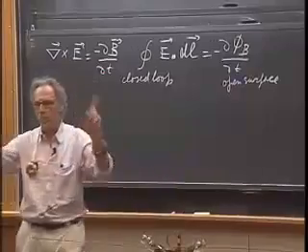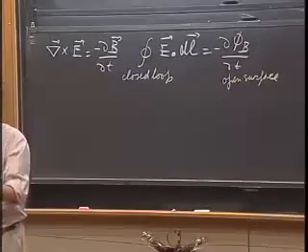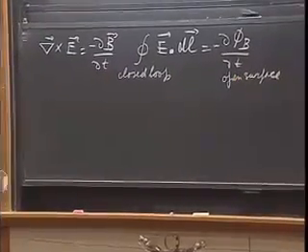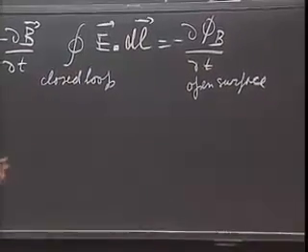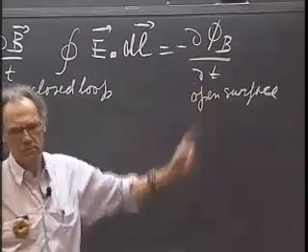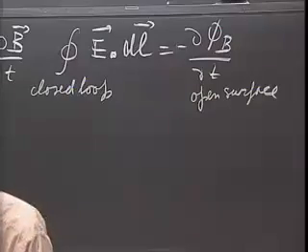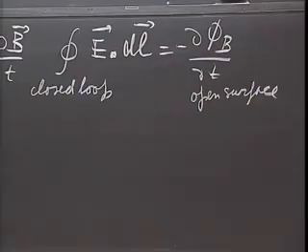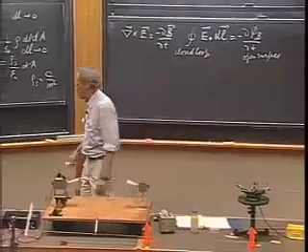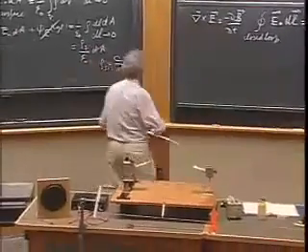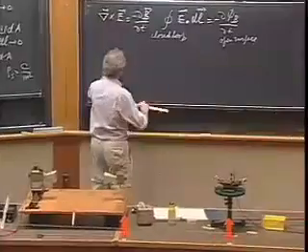You choose a closed loop. You can do it right here in space. You can attach to that an open surface which could bulge out into the audience. At any moment in time, this will hold. And so whenever you deal with curls, you do line integrals. And so let's do a line integral and then see what boundary condition that leads to.